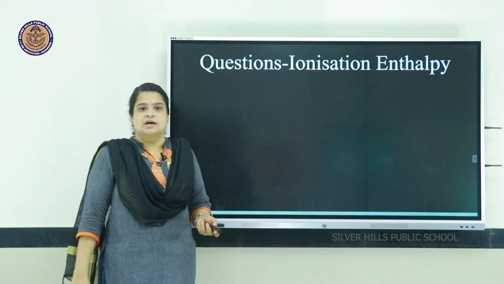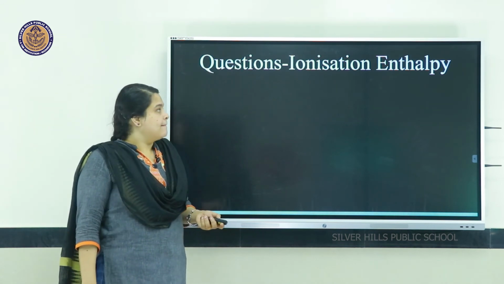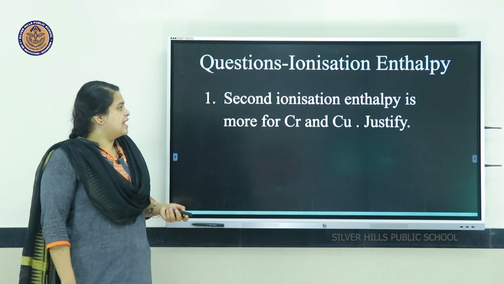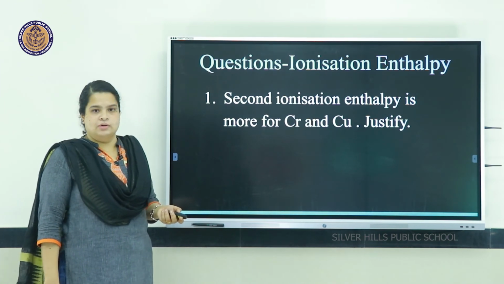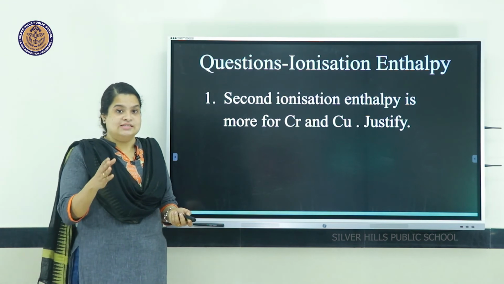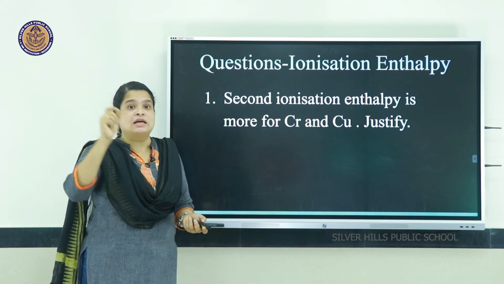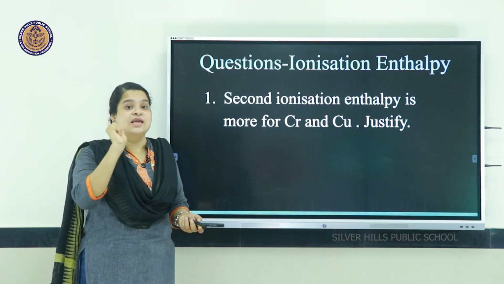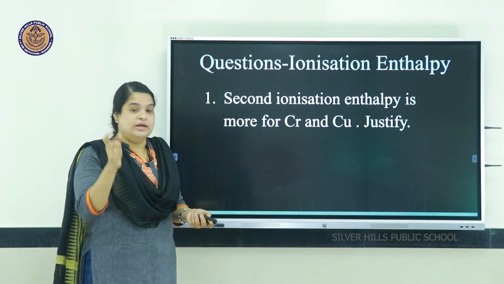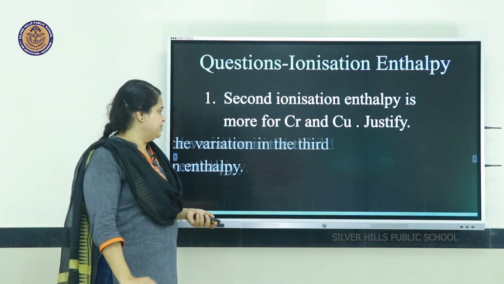Now we will discuss a few questions based on the ionization enthalpy. The first question is, second ionization enthalpy is more for chromium and copper. Why? We studied that the second ionization enthalpy means you are going to take the electron from the stable electronic configuration of chromium and the stable electronic configuration of copper, the d5, d10. So it's just for 1 mark, you just have to write based on the electronic configuration.